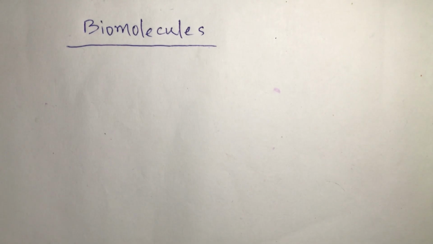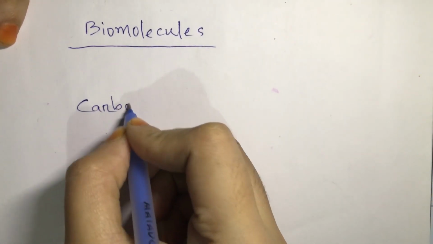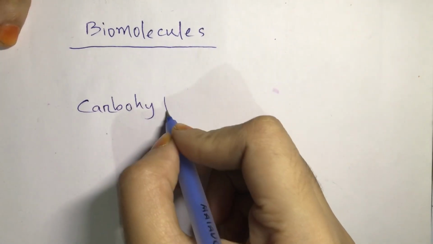Welcome everyone. So our today's topic is biomolecules from Unit 1, Chapter 1. Okay. So today we're going to learn about carbohydrates.